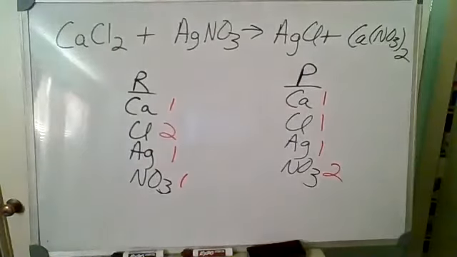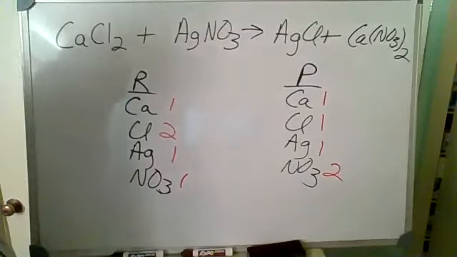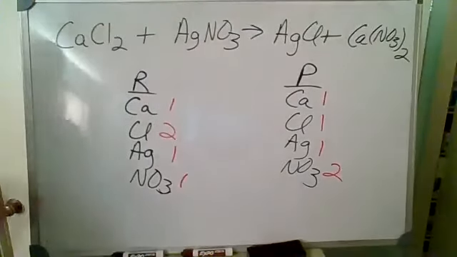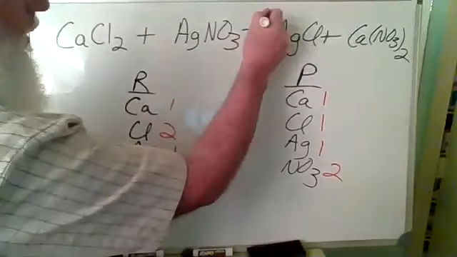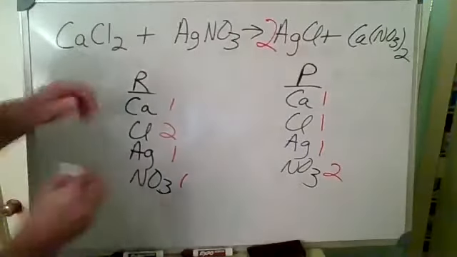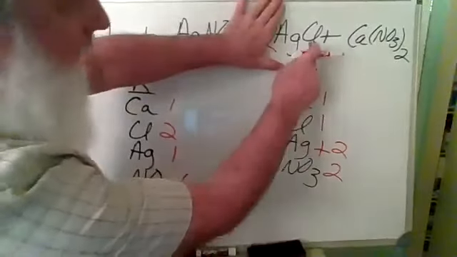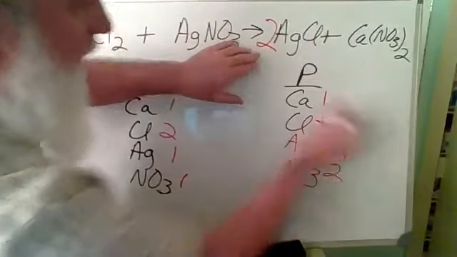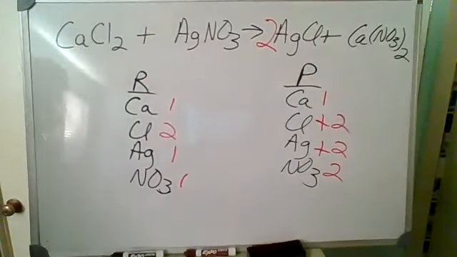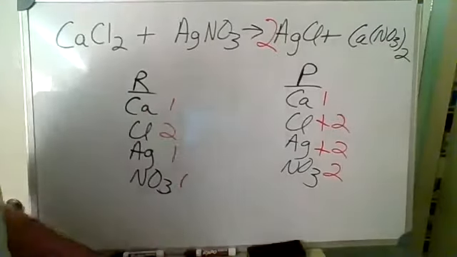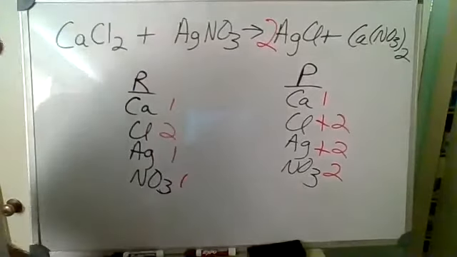Well, let's do the easy one first. Let's do the chlorines. Is everybody caught up? So here I have 2 chlorines, here I have 1. So I'm going to put a 2 here, a 2 there. Now 1 silver times 2 is 2 silvers. 1 chlorine times 2 is 2 chlorines. Now I'm going to shy away from those nitrates until I have to mess with them, because it's a polyatomic. I don't want to have to mess with polyatomics if I don't have to.